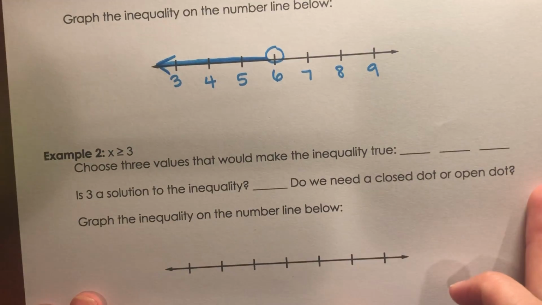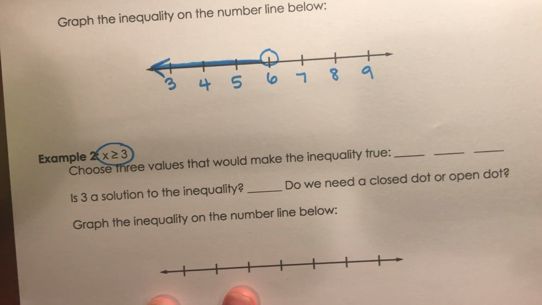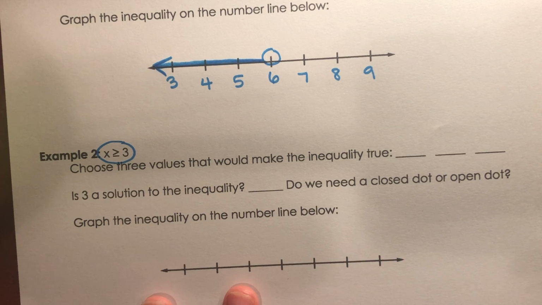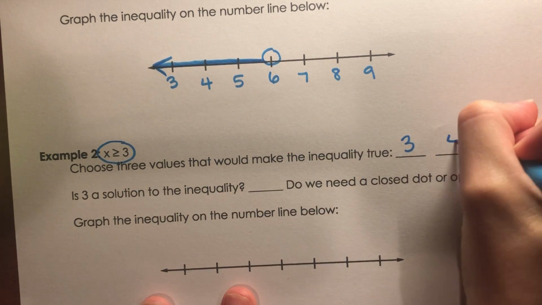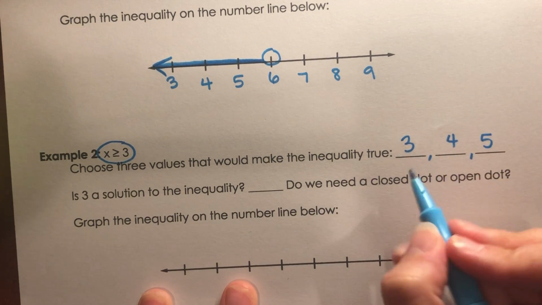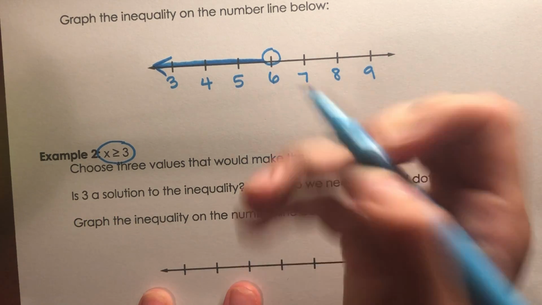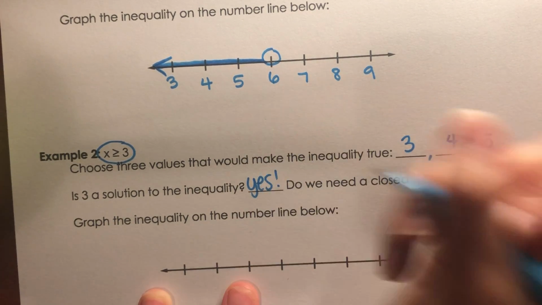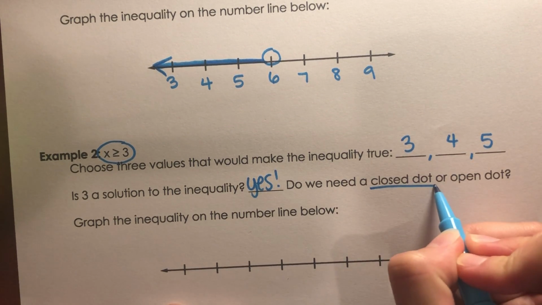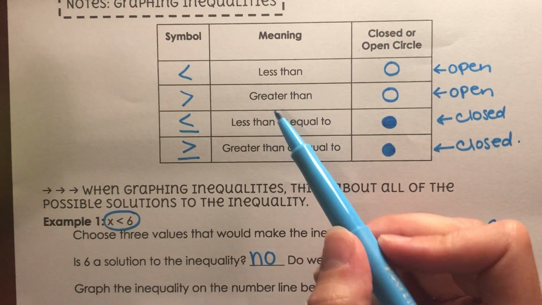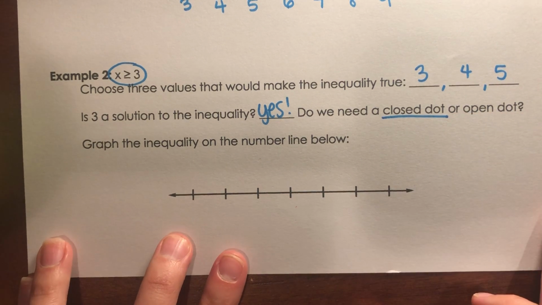Okay, let's look at our next example. So here we have x is greater than or equal to 3. So 3 values that would make this true. 3 is one of them. We also have 4 and we have 5. All of these values are either greater than or equal to 3. So 3 is a solution of this inequality. And we are going to need a closed dot. We can always refer back to our chart if we need to. So this is greater than or equal to, so it's going to be a closed dot.